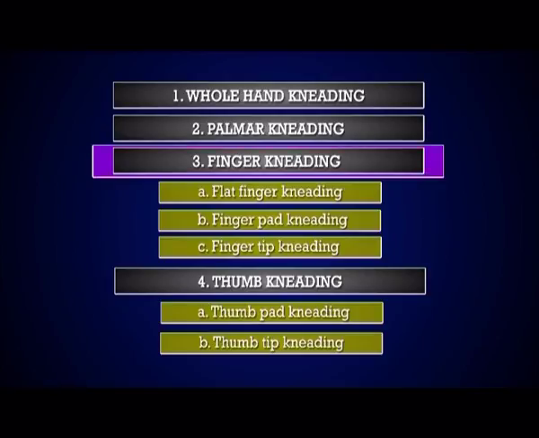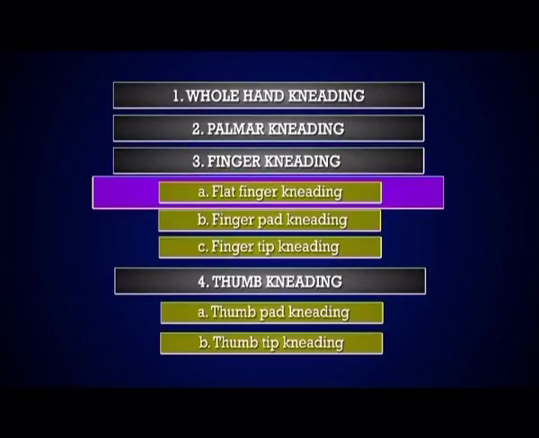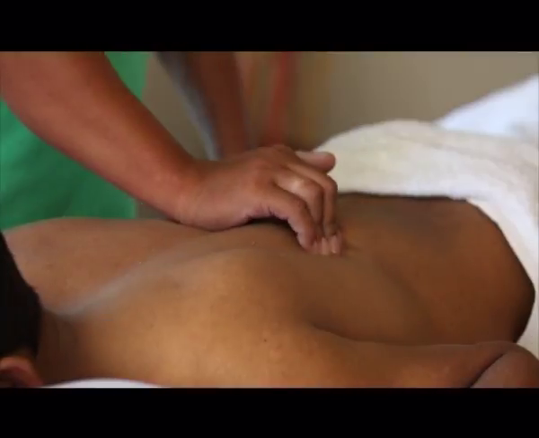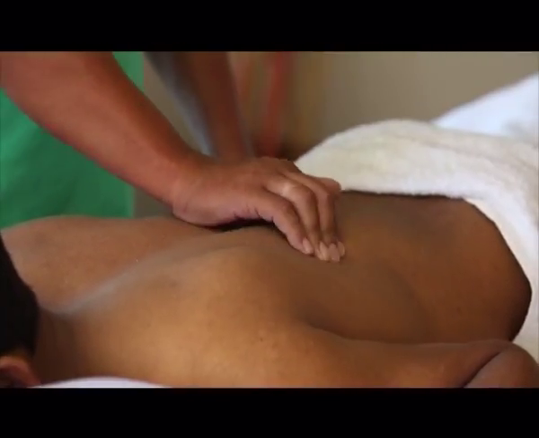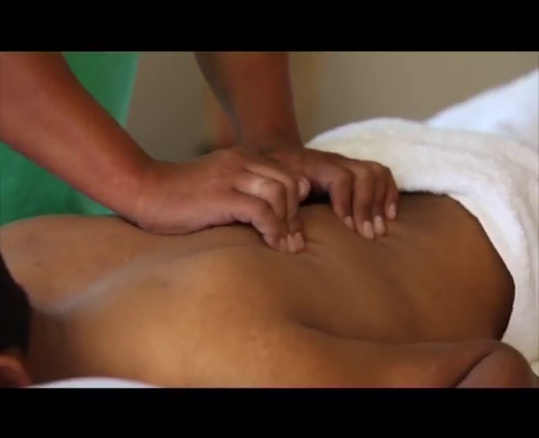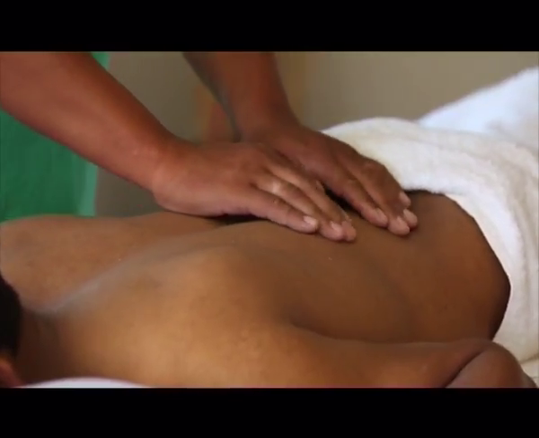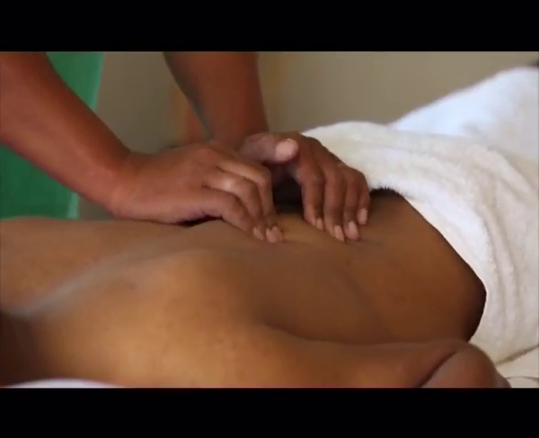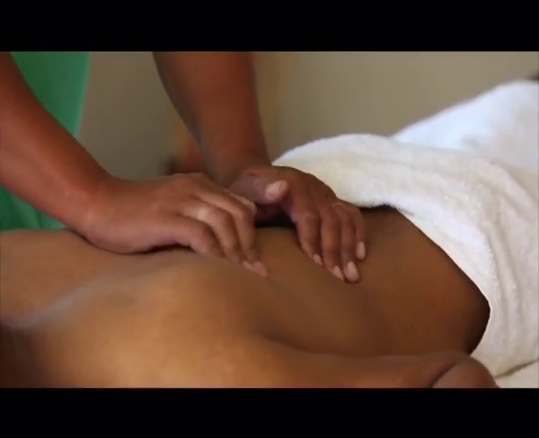Number 3, finger kneading. In this, we have A, flat finger kneading. This is performed with the palmar surface of the 2nd to 5th digit, with the palm and thumb remaining off contact. It is often used to work on less muscular or poorly padded areas.